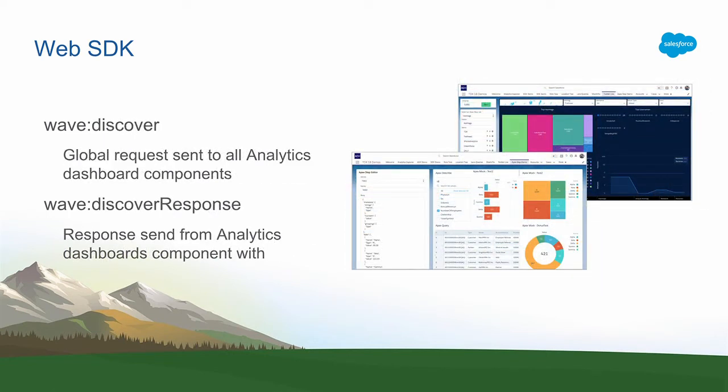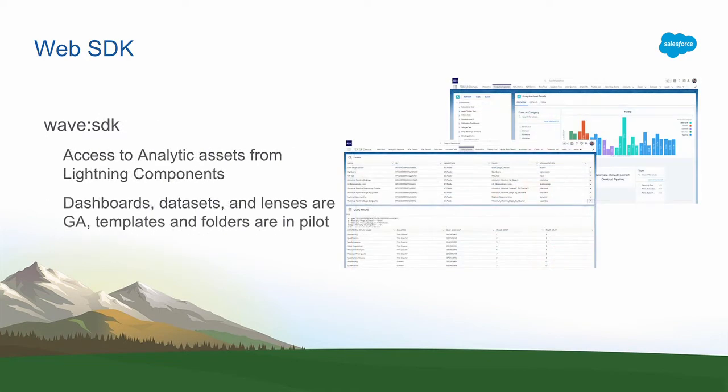You can also do things like discover which dashboards are on the page. So you can drop in my component and say, what's out there? What can I then talk to? And you get back things like the IDs and names and so forth that you can then use to get the metadata and build out things like filters, selections, and so forth. And I'll show you an example of that in a second.